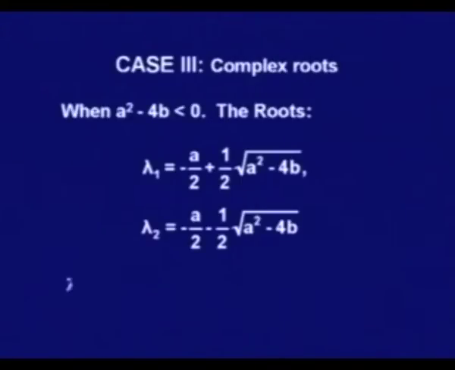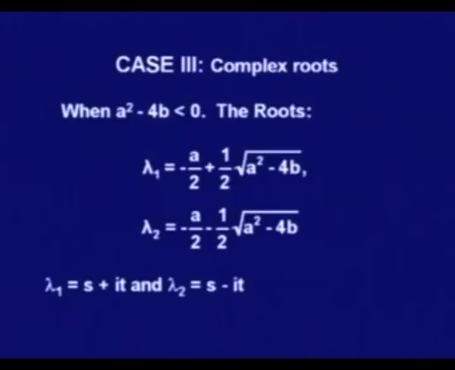So, let us say this lambda 1 and lambda 2 we are saying is s plus i t and s minus i t, where s is what? This is minus a by 2 and t is square root of 4b minus a square by 2. Since I am taking the square root of minus 1, I am writing it as i.